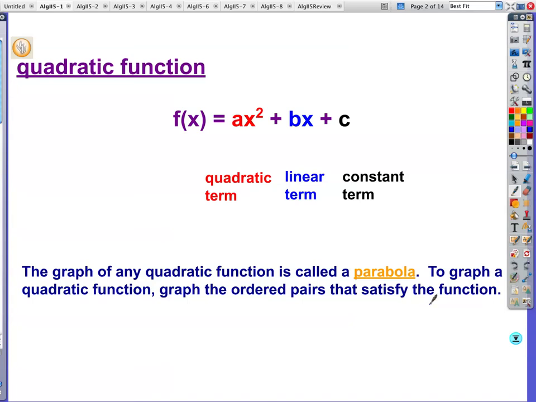In class, probably by this time, you have already graphed out your parabolas, and you have used the table of values and discovered, oh my gosh, it can take a long time.